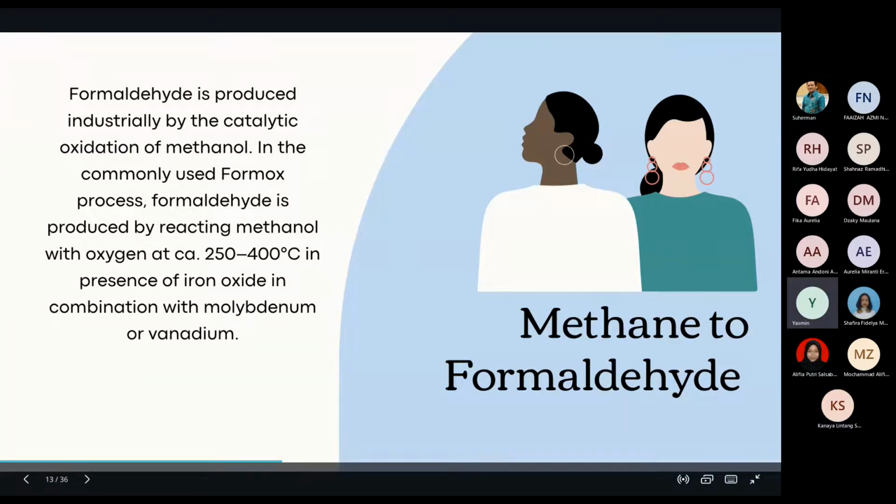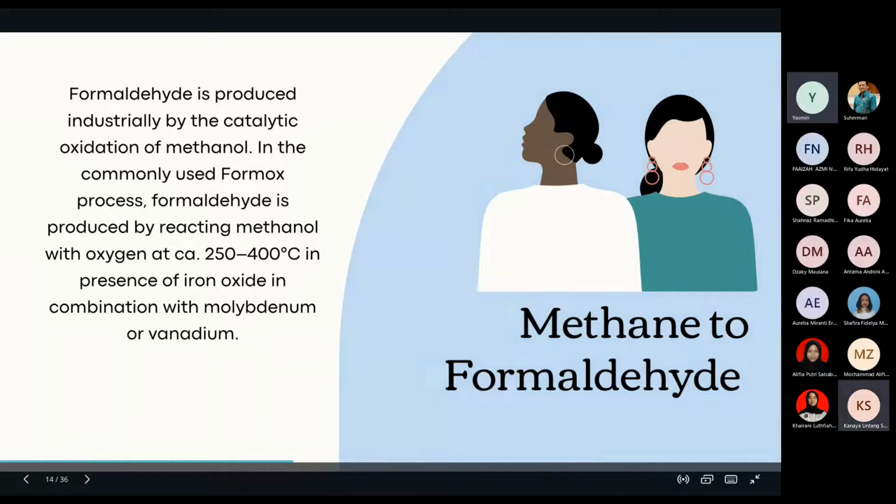Okay, so formaldehyde is produced industrially by the catalytic oxidation of methanol. In the commonly used Formox process, formaldehyde is produced by reacting methanol with oxygen at 250 to 400 degrees Celsius in the presence of iron oxide in combination with molybdenum or vanadium.